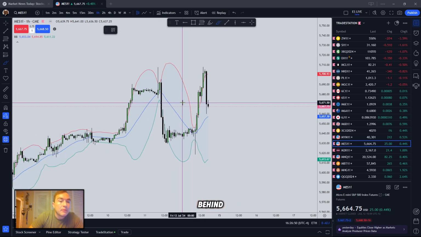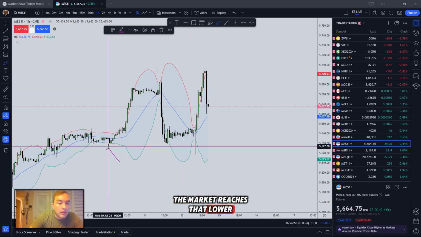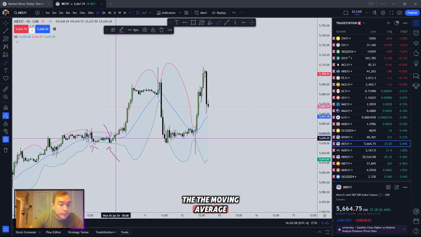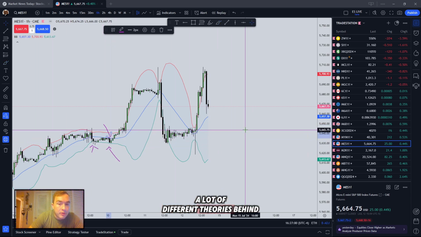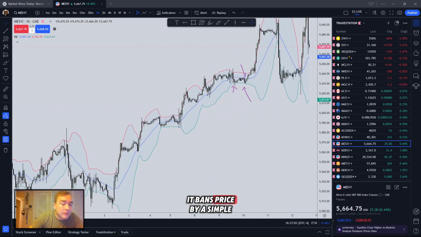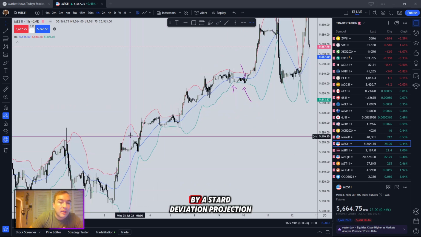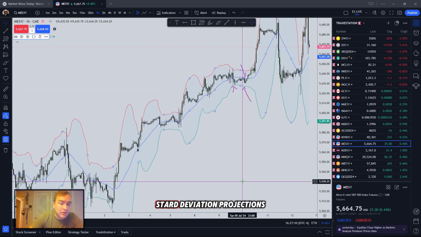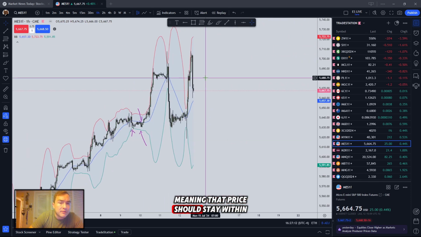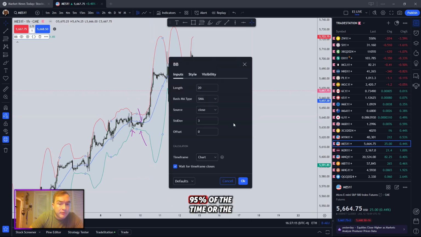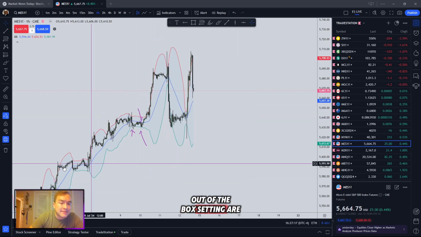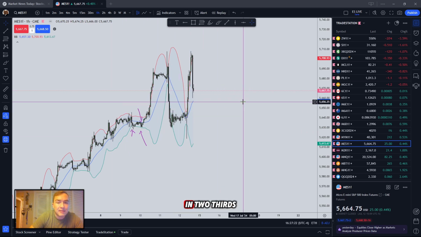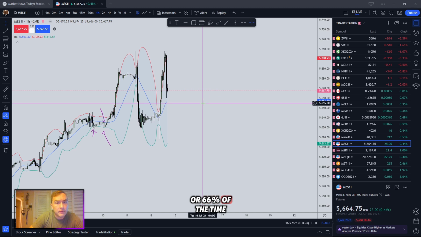The idea behind the Bollinger Bands is that when the market reaches that lower Bollinger Band, it should likely come back to the moving average. Again, there are a lot of different theories behind this, but it bands price by a simple moving average and by a standard deviation projection. You can change this to be 3 standard deviation projections, meaning that price should stay within these bands 95% of the time, or the out-of-the-box setting is 2 standard deviation bands, which means that price should stay in 2/3 or 66% of the time.